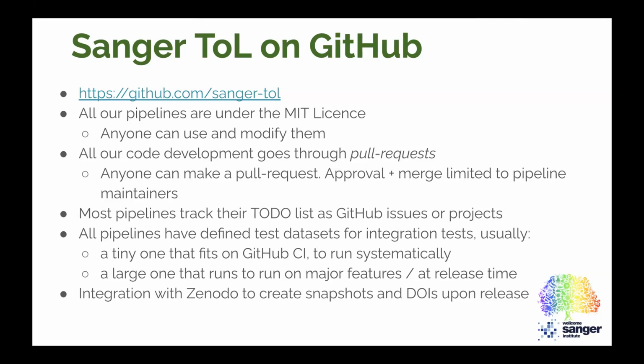And finally, to make everything public and scalable, we put in integration between our GitHub repositories and Zenodo, so that when we make a new release, it makes a snapshot of the code in Zenodo. It's got its own DOI, and you can refer to that version of the pipeline in publications, for instance.